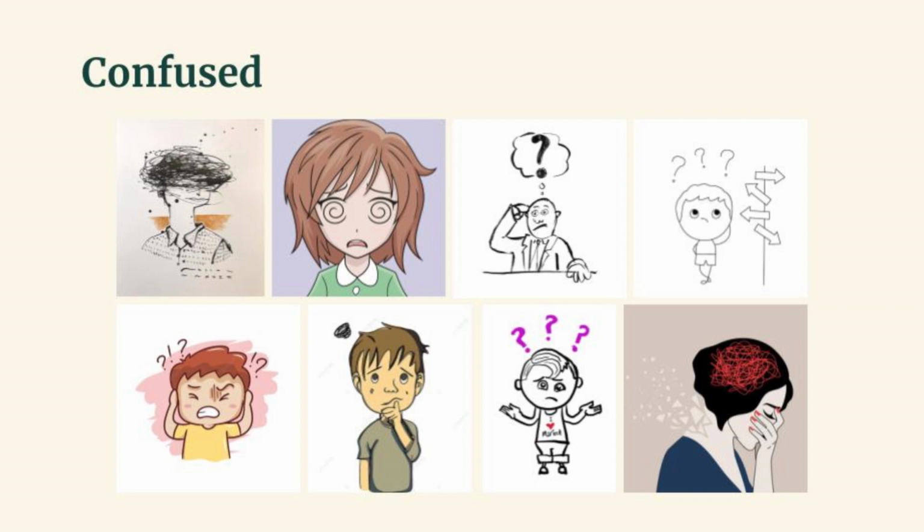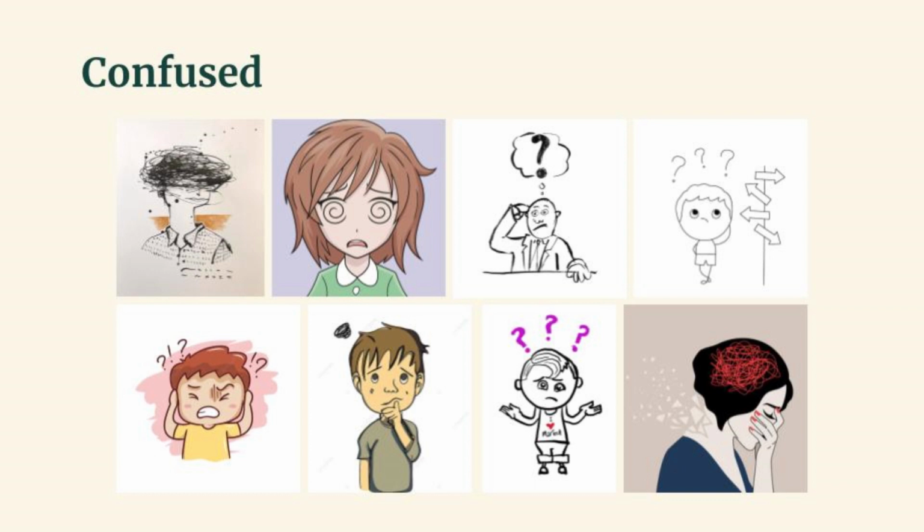What's this expression? I'm so confused. I can't figure out what it is. It's confused. So when the character is confused, their eyebrows will go down, and they can have a big question mark or many tiny question marks above their heads. Their eyes can be swirly, like in this example, and there can be some scribbles on their head to show that they're having a bit of a headache after being so confused.